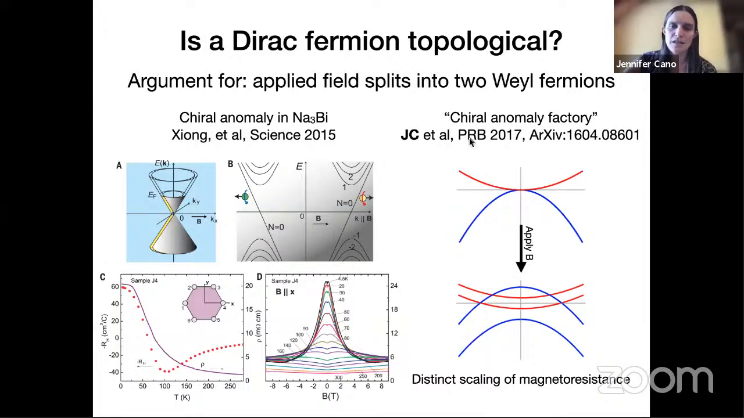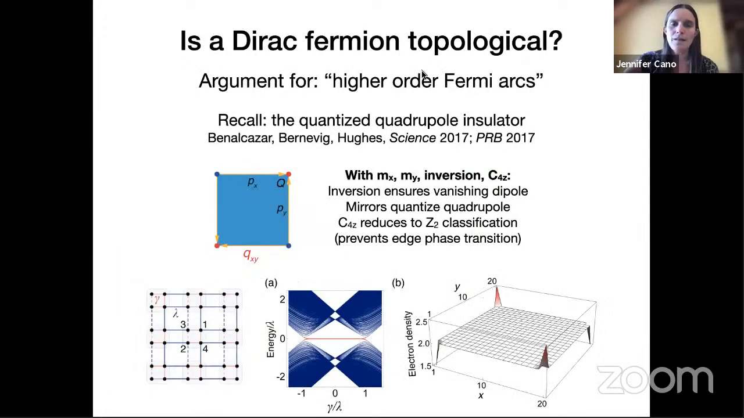And in addition, this is directly related to the previous question. One thing that we studied several years ago was, suppose you have one of these quadratic band touchings at gamma and you apply a magnetic field, then this also will give you Weyl points. So somehow Dirac fermions are some kind of parent phase for Weyl fermions. So it seems like they have some hidden topological nature inside of them. But even more compelling than that is this idea of a higher order Fermi arc. This will give us some kind of bulk edge correspondence. It will actually be a bulk hinge correspondence.